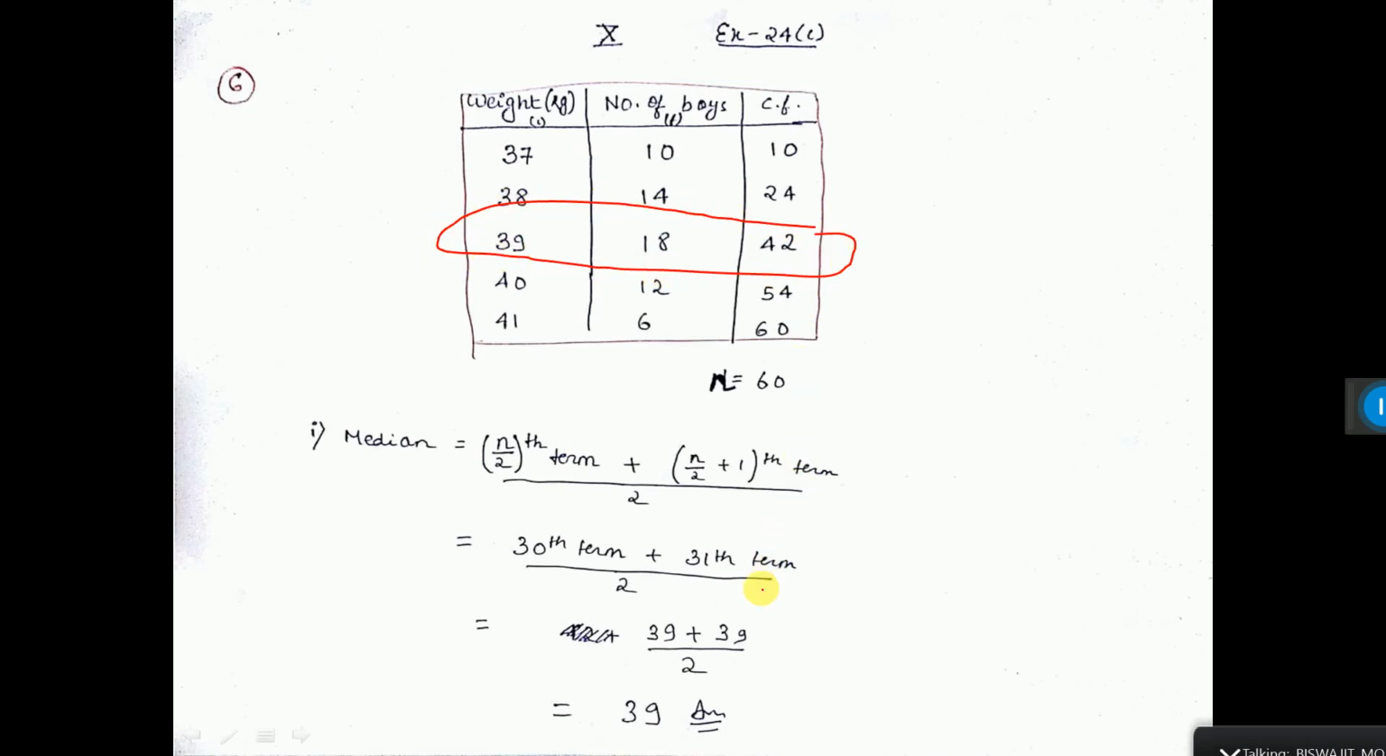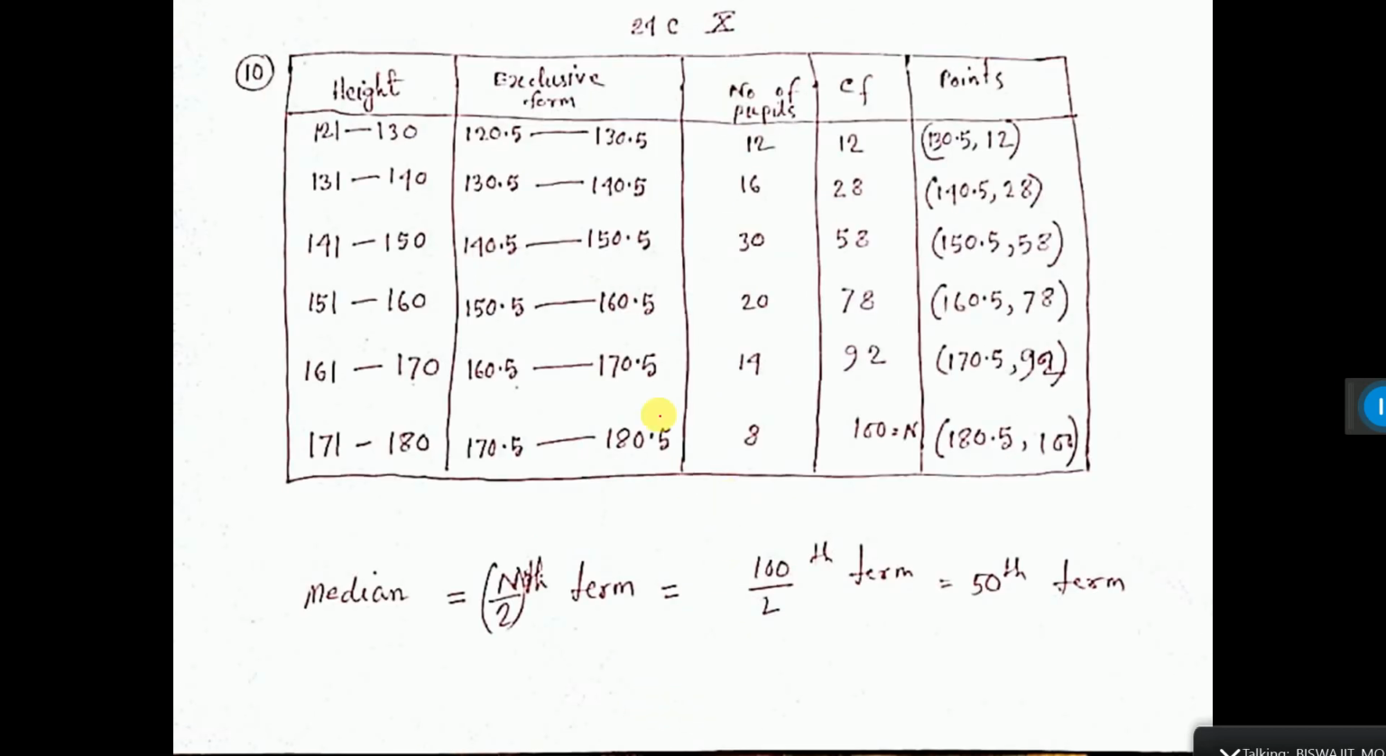And the 31st term, that is also here. 39. So 39 plus 39 by 2, that is 39. The answer is coming. Then this one, see, the height range is given: 121 to 130, 131 to 140. So you have to make this in exclusive form. It is not in exclusive form.